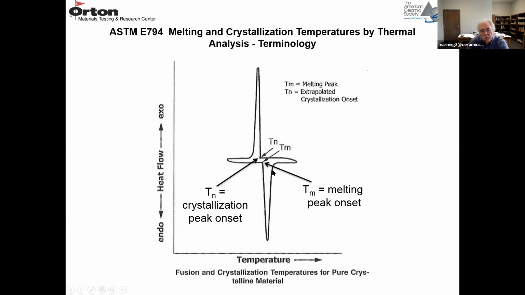There's some width to these peaks because your sample's in a crucible. The reaction takes place at the surface of the crucible, and there's a thermal gradient in these crucibles. So it takes a little bit of finite time for the temperature to become uniform and the reaction to completely take place. But this is your melting point, and this is your crystallization point.